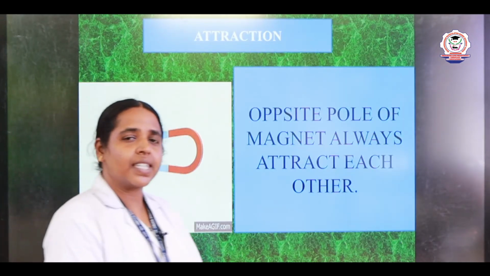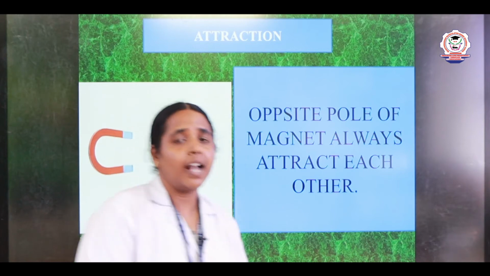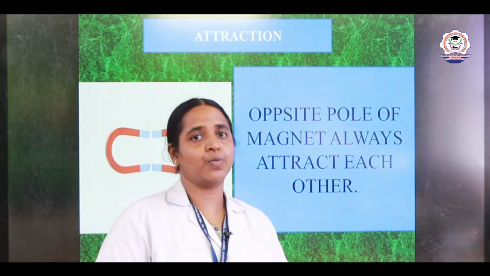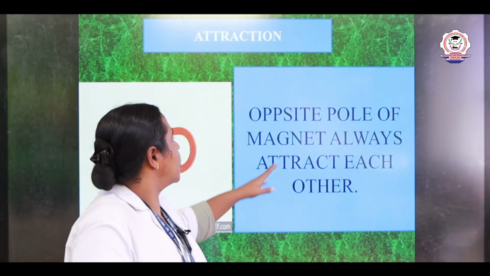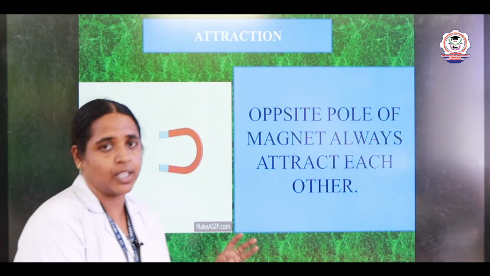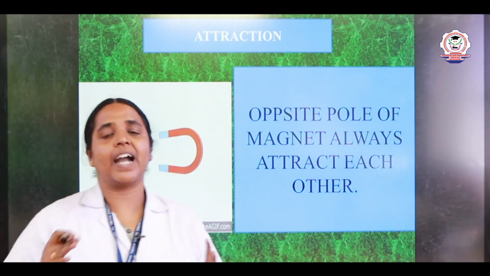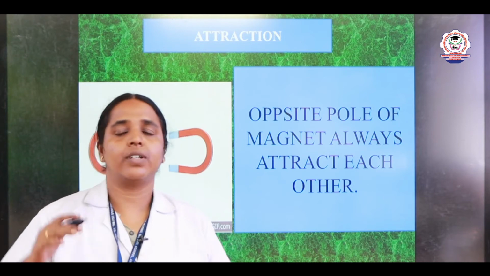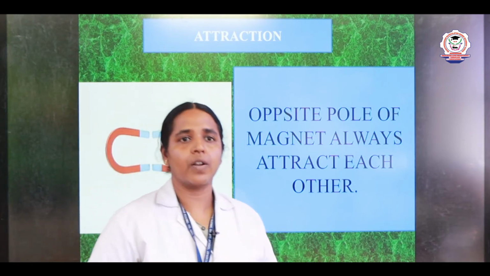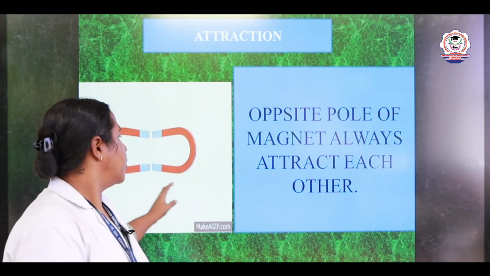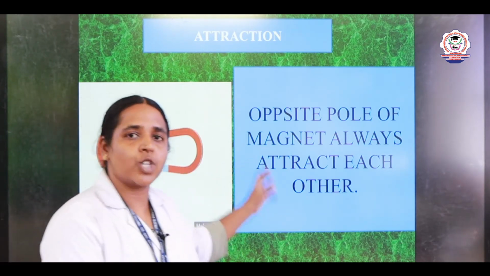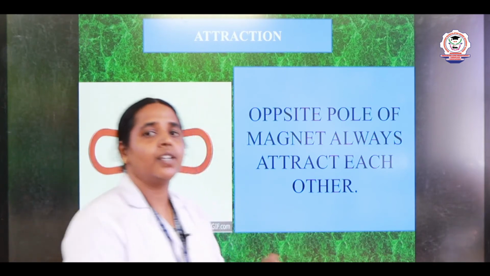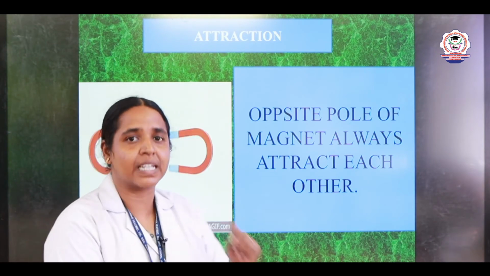Attraction. Next we can see the attraction of the magnet. Already we know a magnet has two poles. One is a north pole and another one is a south pole. Opposite poles of the magnet always attract each other. That means north and south poles will attract each other. What about north and north, or south and south? The same poles always repel. So if you have a magnet, just check its sides. If the magnets have the same sides facing, they will not attract each other, they always repel.